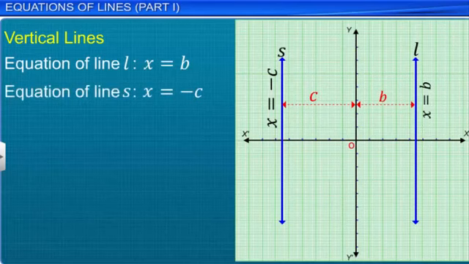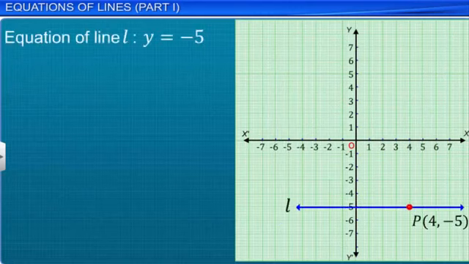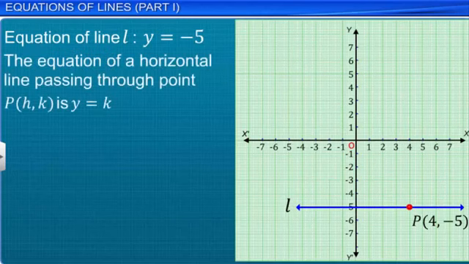For example, consider point P. The equation of the horizontal line L passing through point P is y is equal to -5. So in general, the equation of any line parallel to the x-axis or a horizontal line passing through point P(h, k) is y is equal to k.